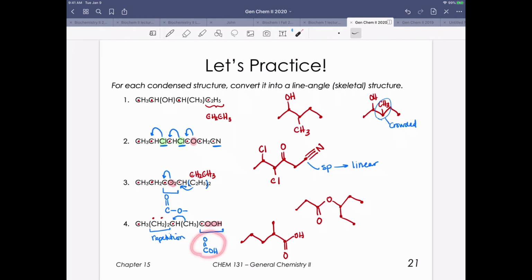This is a carboxylic acid functional group, and this is what they look like in a condensed structure and what they look like in a skeletal structure. So we'll start sort of recognizing these pieces. All right, so we've spent a lot of time already doing some practice in the video here.